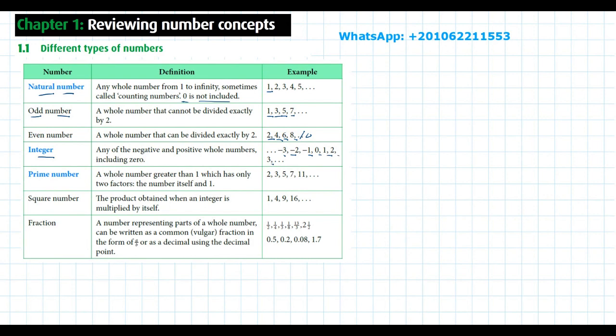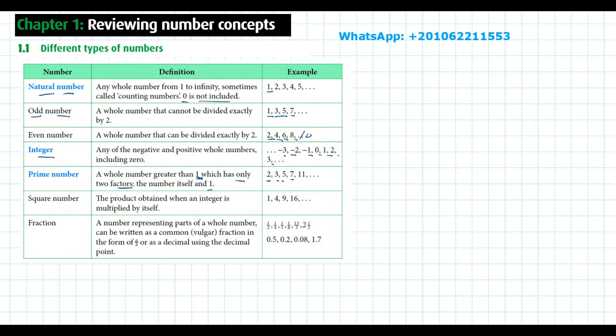What about prime numbers? A prime number is a whole number greater than 1 and has only 2 factors. Two factors means what? The number itself and 1. In another definition, prime numbers are numbers divisible by itself and 1 only. For example, 9 has how many factors? 1 by 9 and 3 by 3, which gives 3 factors. Then 9 is not a prime number.